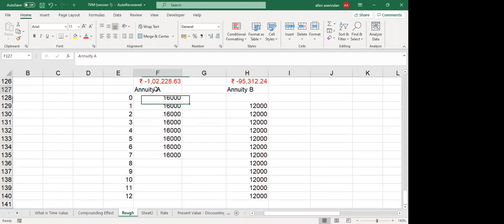So this is annuity A, annuity B, right? And both cost the same. There is a subtle difference between annuity A and annuity B. If you see in annuity A, the question says beginning of each year. We'll pay you 16,000 at the beginning of each year for 8 years, right? Remember what we discussed in the beginning.